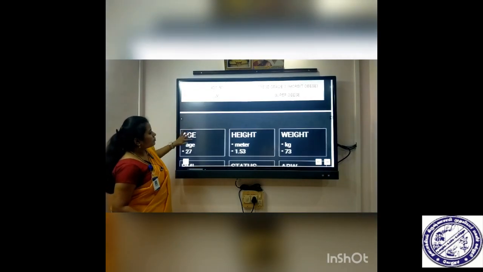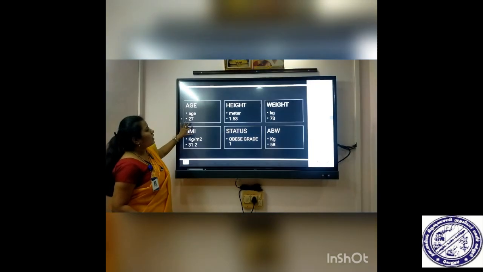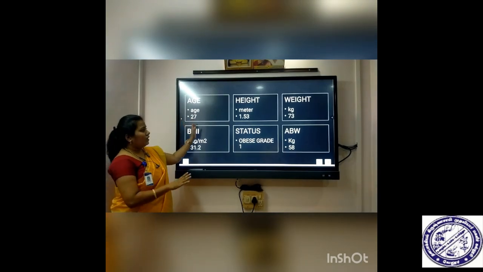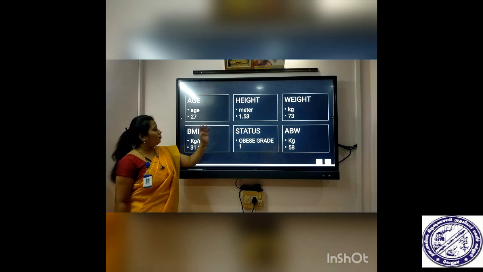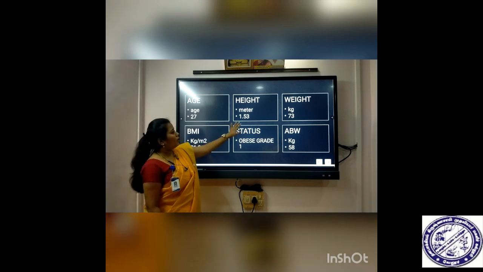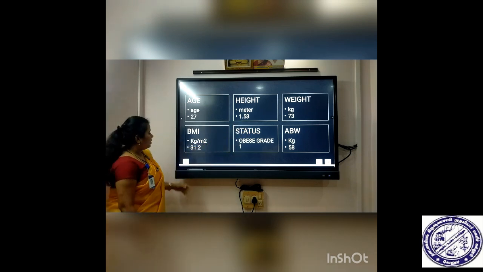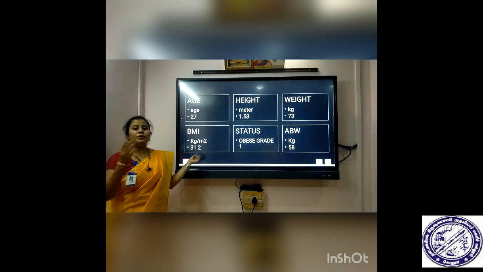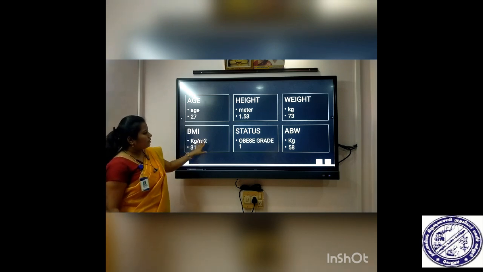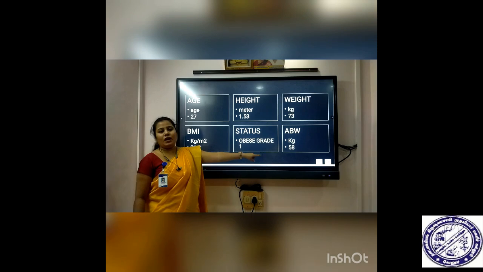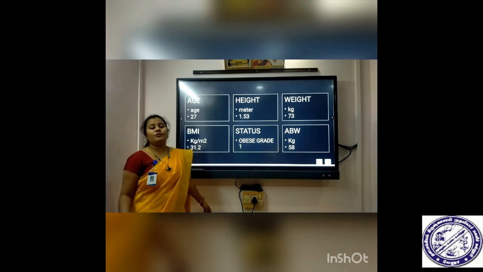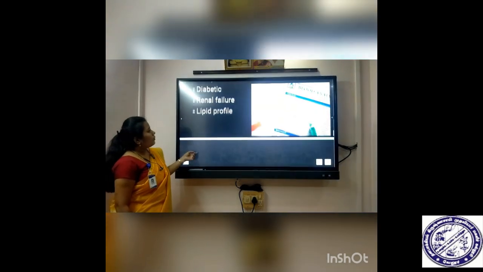This is how we need to calculate their anthropometric data: the age, height in meter, weight, and the BMI. If the height is 1.53 and the weight is 73, the BMI will be around 31.2, which is obese grade 1. For obese grade 1, I have calculated the adjustable body weight, which is 58. And the next is biochemical data.